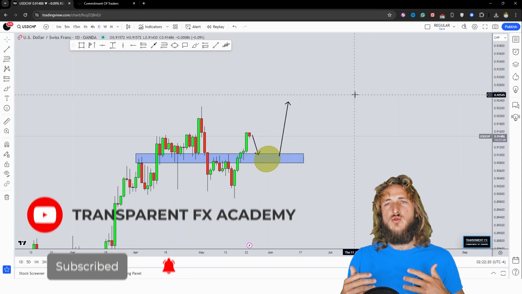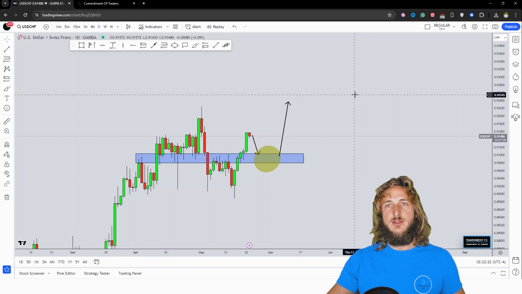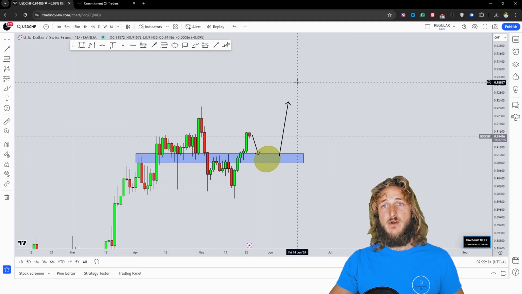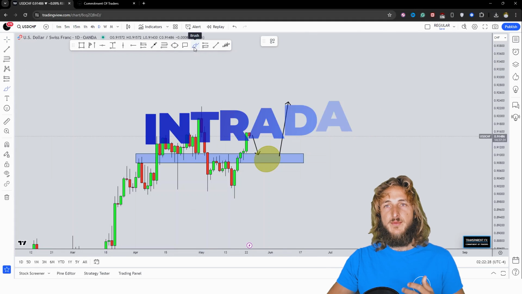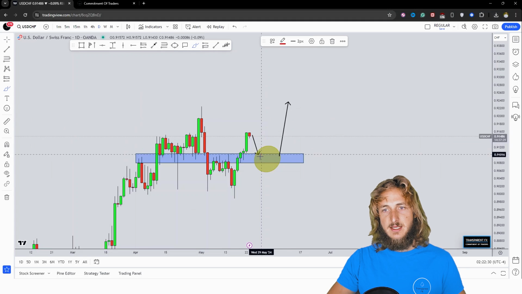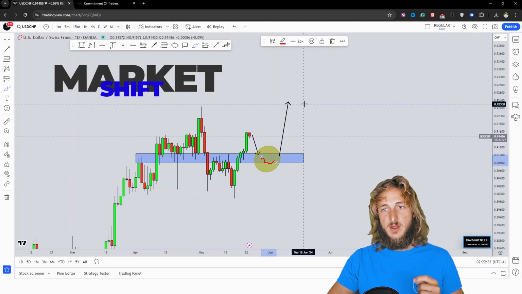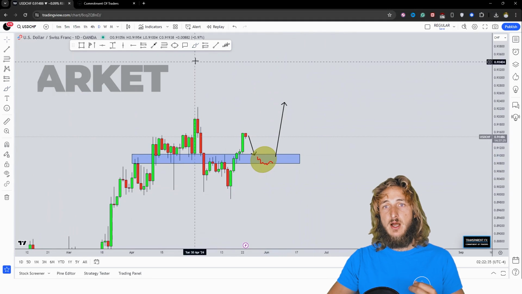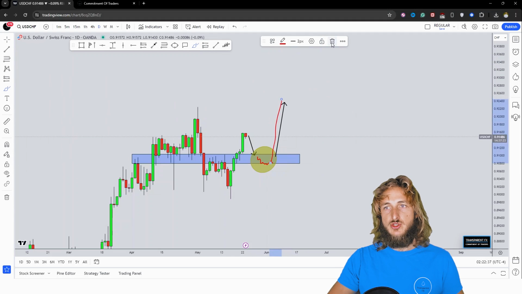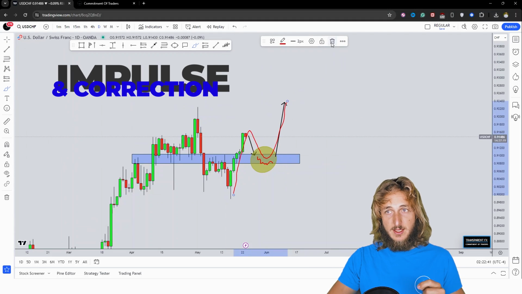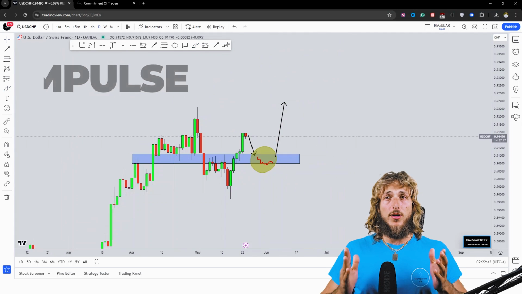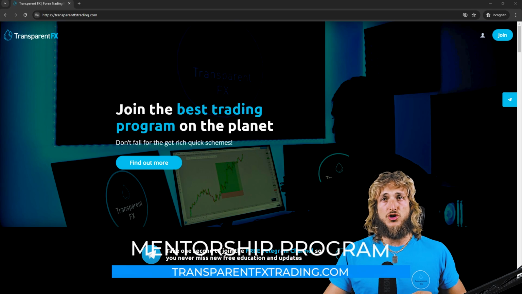However, when it comes to identifying early shifts in the trend of a market, the best timeframes for that are the intraday timeframes, so 4 hour and lower. Therefore, what I would expect is that if this market would shift from an intraday bearish to a bullish market, at that point, I wouldn't be surprised to see a potential push higher, completing this daily impulse correction and impulse pattern to the upside.